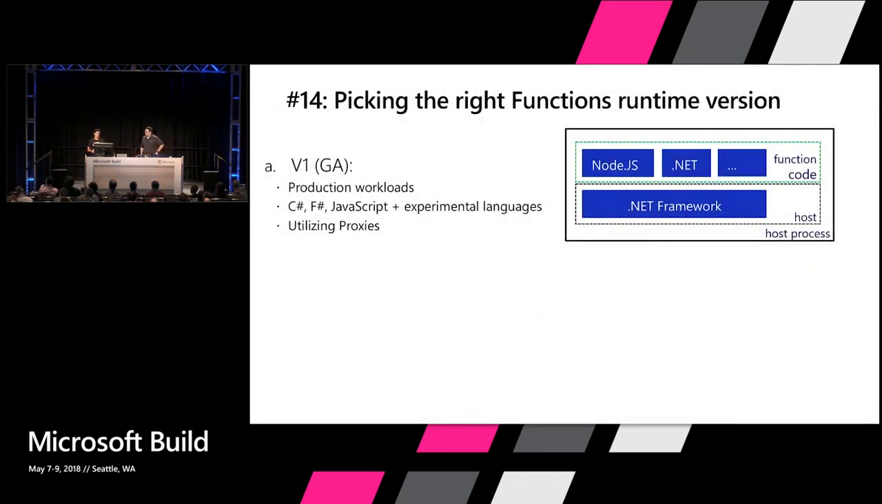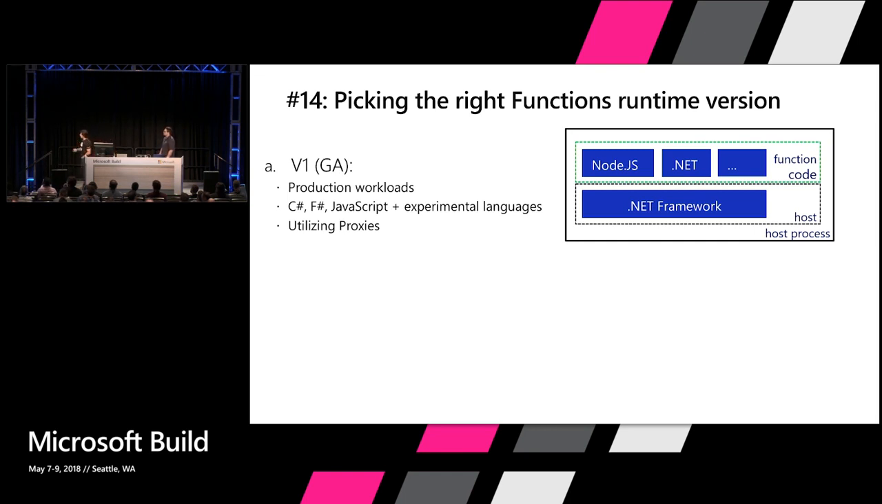That's right. And one thing I want to clarify, because this is probably, after the cold start, the second most common question, which is, when should I use the V1 versus V2 runtime? And I have a little bit of a technical explanation on how they differ. So the V1 is our general availability runtime. If you have production workload, continue to use V1. And that's where you have C#, F#, JavaScript, and a bunch of experimental languages, which we do not recommend for production. And if you're using proxies in a production manner, that's where you want to go.